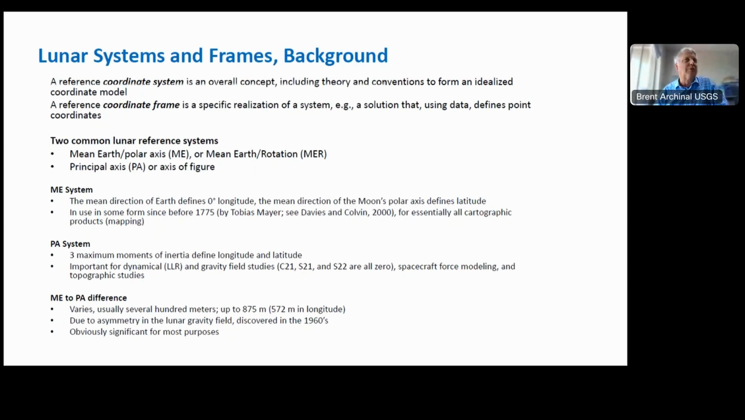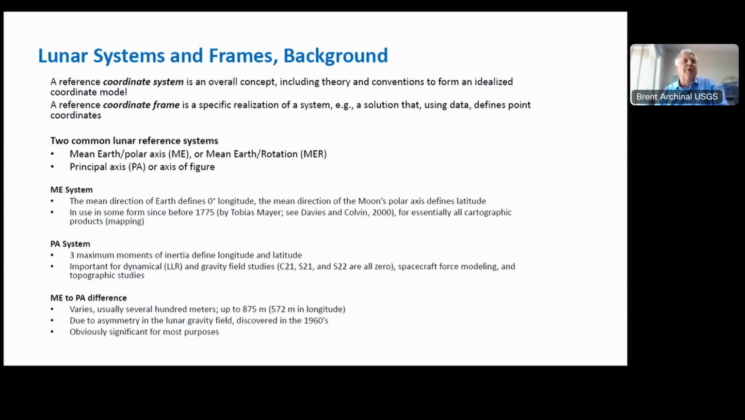The principal axis system is defined by the three maximum moments of inertia of the moon, and this is important for dynamical and gravity field studies, particularly for spacecraft force modeling near the moon, in cislunar space. The difference between these systems varies depending on where you are, but the maximum is 875 meters. This is due to the asymmetry in the moon's gravity field, which was discovered during the Lunar Orbiter missions in the 1960s. So this is obviously important for most purposes where we have, for example, meter level data.